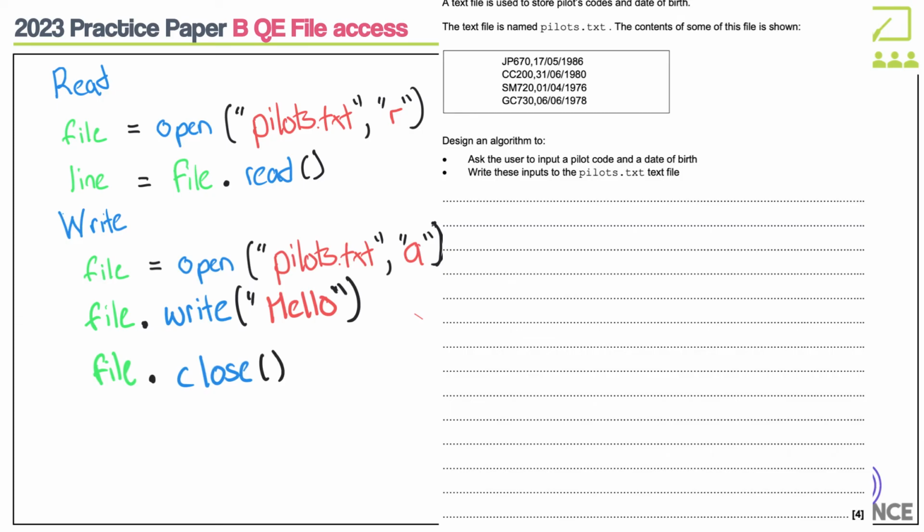So let's answer the question. First thing we need to do is ask the user to input a pilot code and a date of birth. It's not asking to do that as a function, so we'll just write out those two lines. So it will ask you to enter a code, and then we'll also need to ask them to enter a date of birth. Great stuff. Now we can see what we're going to need to do next is we're going to need to be able to write to a file. So we need to be able to do this data here, file equals open, and it doesn't really make it clear. Let's have a little read about that, whether we need to append or write.